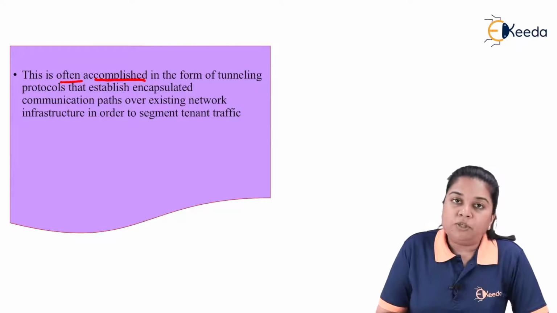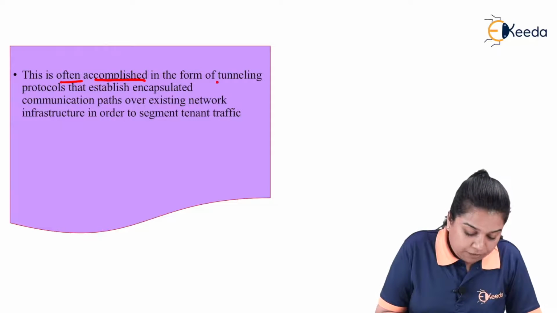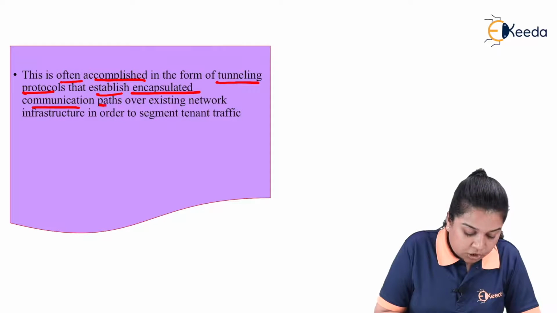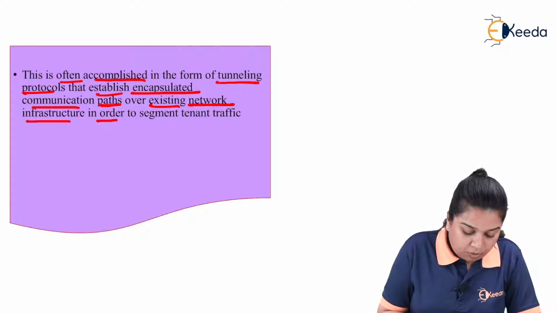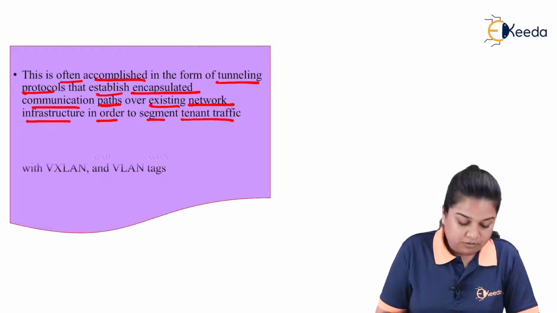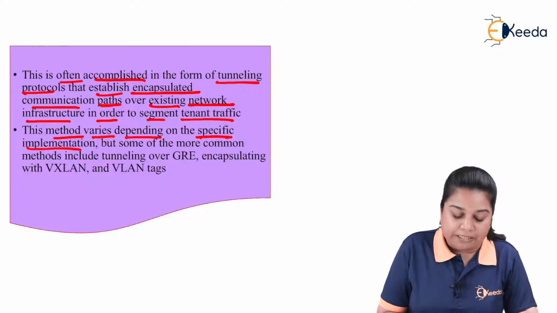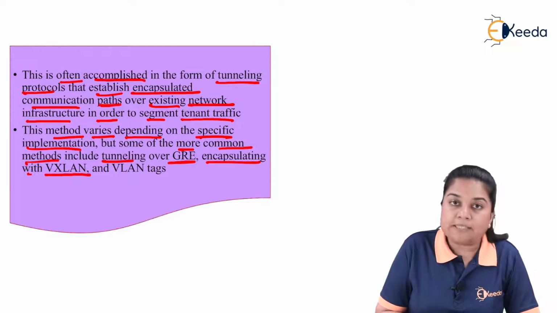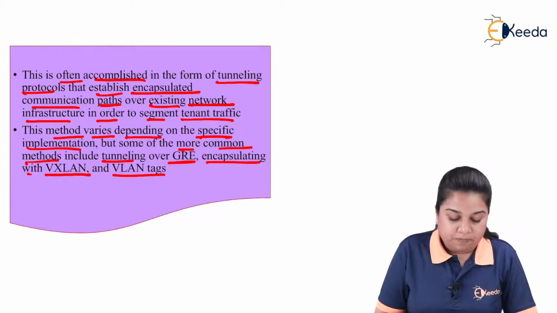This is often accomplished, for the task which we have been discussing, in the form of tunneling protocols that establish encapsulated communication paths over existing network infrastructure in order to segment tenant traffic. This method varies depending on the specific implementation, but some of the more common methods include tunneling over GRE, encapsulating with VXLAN, and VLAN tags.